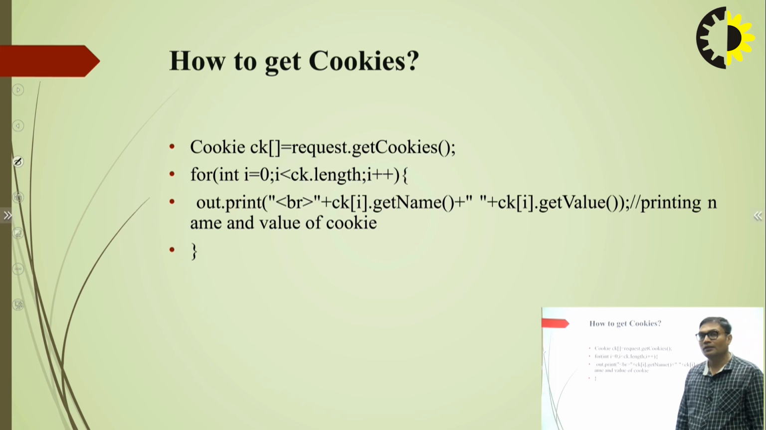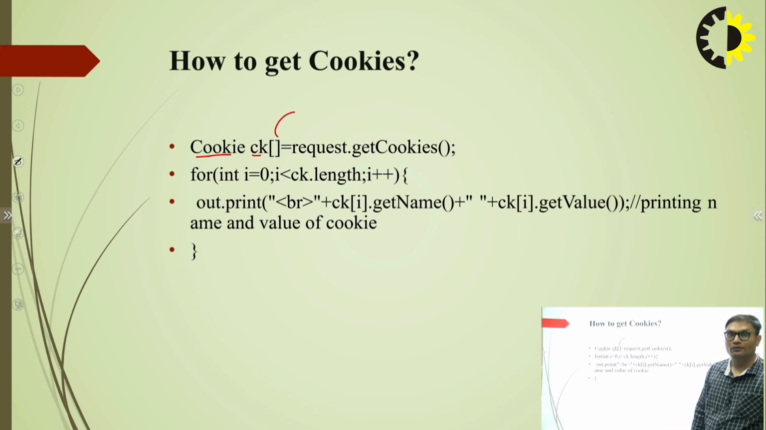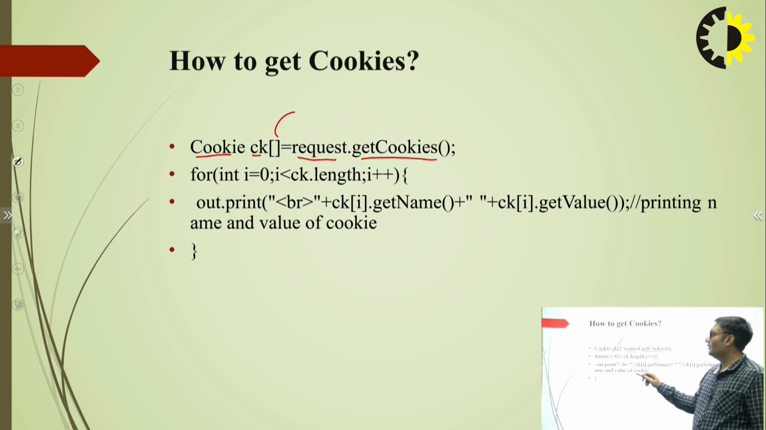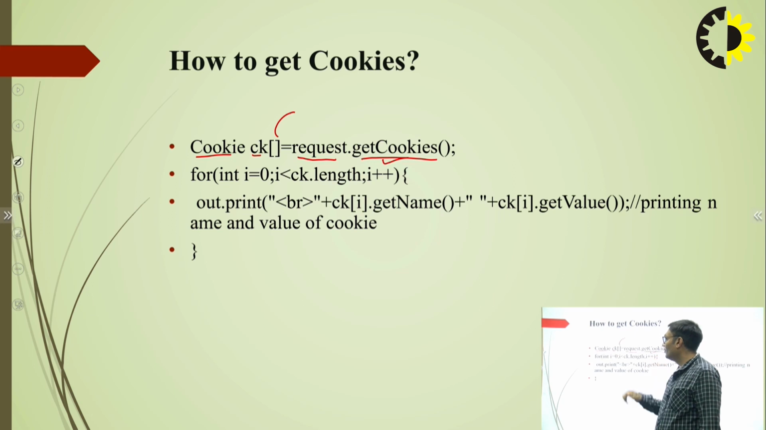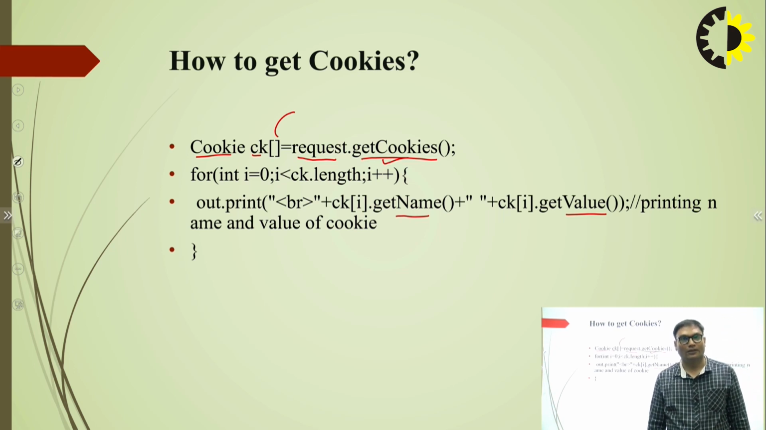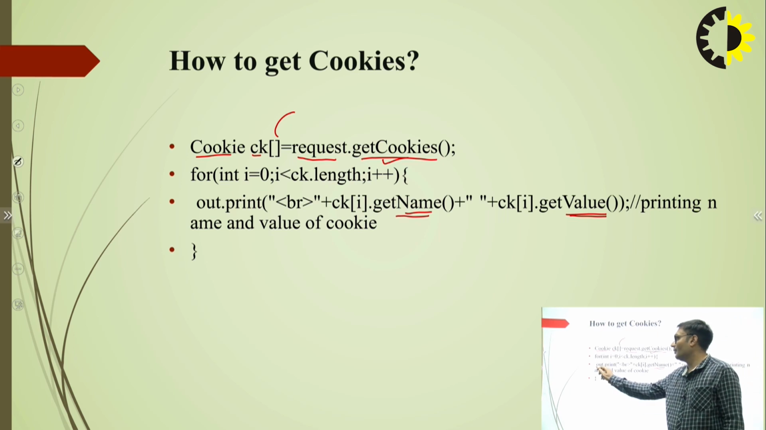How to get the cookie? If you want to access the values of the cookie, then we need to have a Cookie class object. There are many cookies, so we will take the values inside an array, then we will fetch the cookies with request dot get cookies, then we will use the for loop, and then we will access the value of each cookie by getting the name and value of the cookie. In this way we can access the value of the cookie. Here I am accessing the 2 values, that is the name of the cookie and value of the cookie, and I'm just printing this one.